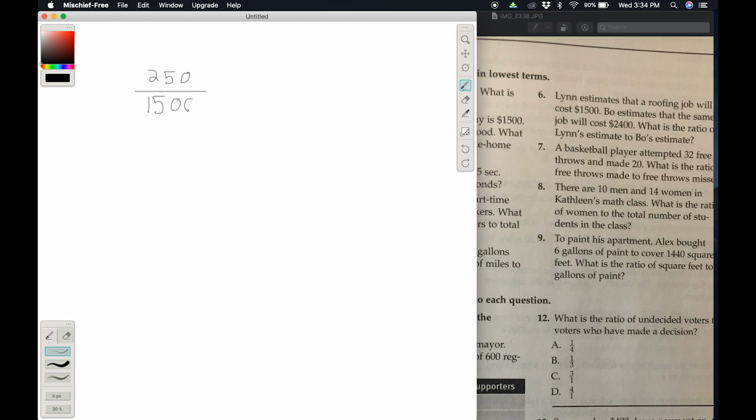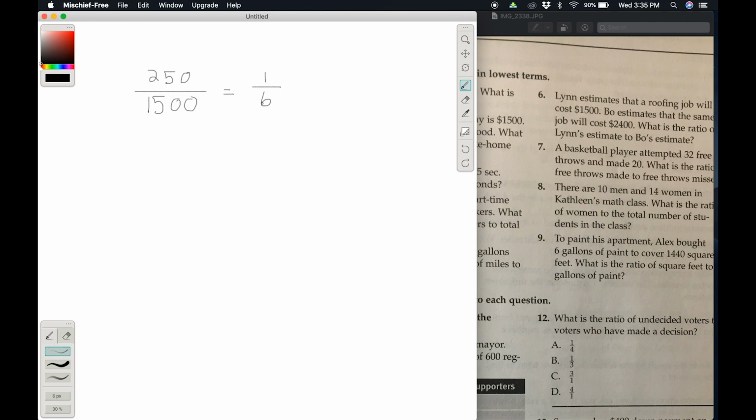Okay. So this needs to be reduced as well. We know we can't do it by 100, because 100 goes into 1,500 evenly, but 100 does not go into 250 evenly, because it goes in 2 times with 50 left over. Actually, something that I did not realize before, you could actually do it by 250. So 250 goes into itself once. Okay, we know that. And it can also go into 1,500 6 times.